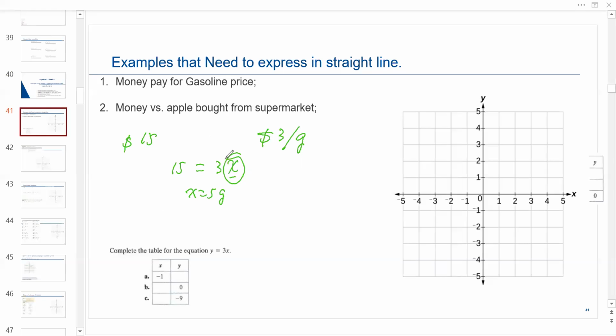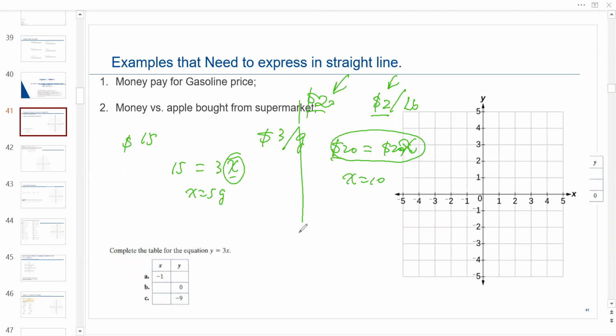Right. So another example: your mom gives you $20. You go to the grocery store to buy apples. Each pound of apples is $2 per pound, right? So you have $20. How many pounds can you buy? You have $20 and buy at $2 per pound, so you get x pounds. So x is 10 pounds, right? So you know two of the quantities, and you can build the equations. You can build these kinds of equations.